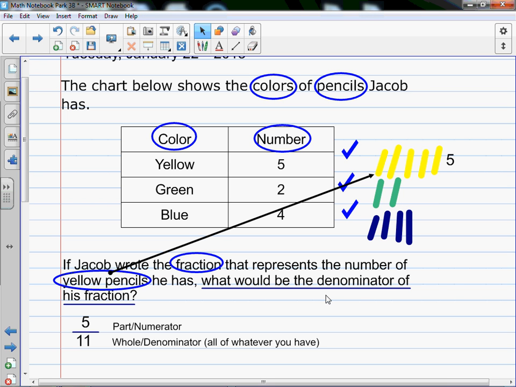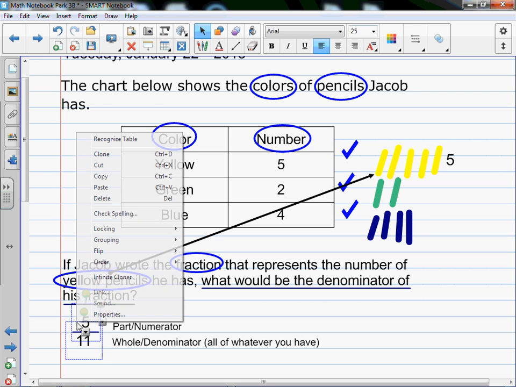Sarah? No, we have 5 11s, but what would be the denominator of the fraction of yellow colored pencils? Anna? 11. 11, that is correct. And that is the answer to our question. Read the question. What would be the denominator of his fraction? What fraction? The fraction that represents the number of yellow pencils.